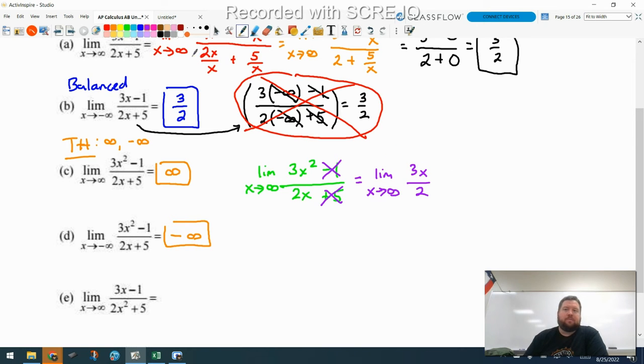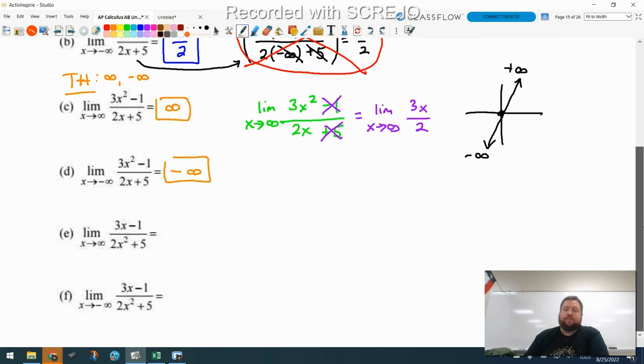Now that's a function you should be able to draw a quick graph of. It's got a y-intercept of 0 and a positive slope. As x goes to positive infinity, the right side, our graph goes to positive infinity. As x goes to negative infinity, the left side, our graph goes to negative infinity. And there's your two answers. So that's a quick way to show some work to verify your answers. All right, next one.